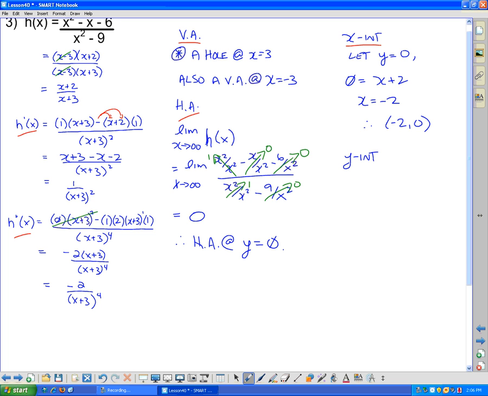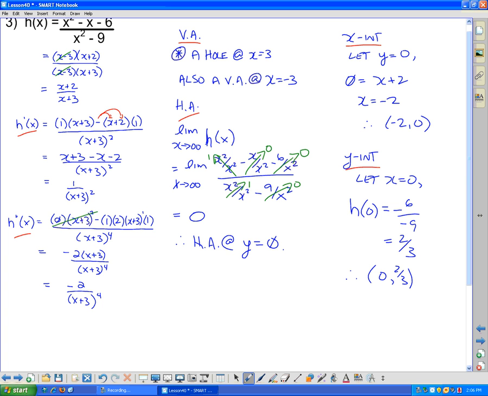Y-intercept, using my red here, let x equal 0, and we end up with h of 0 is equal to -6 over -9, which is 2/3. So at (0, 2/3), we'll have a y-intercept.